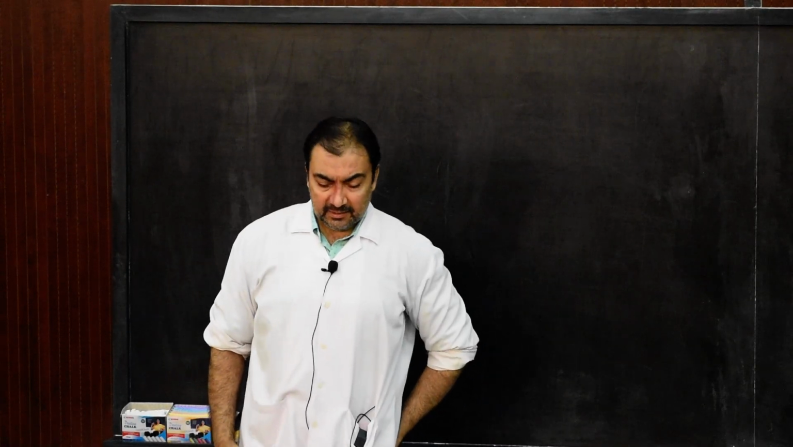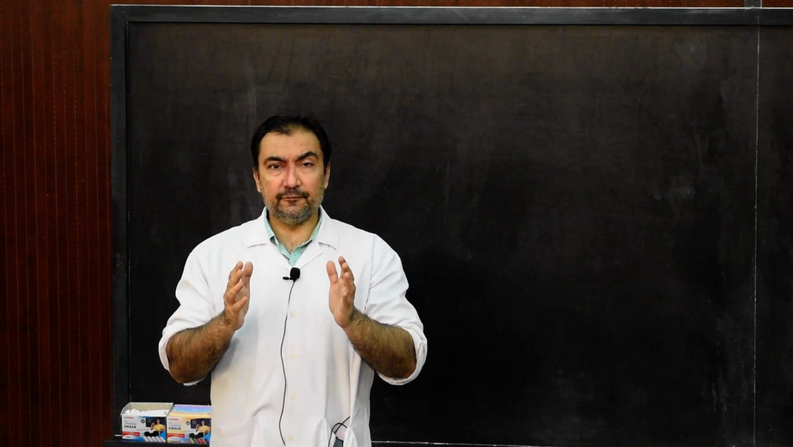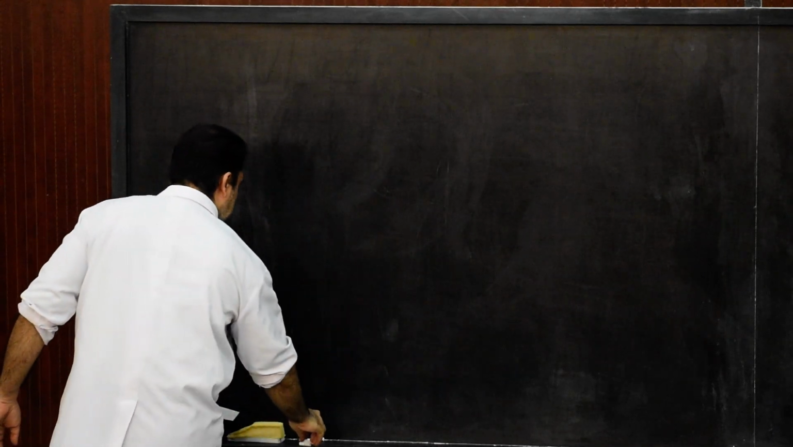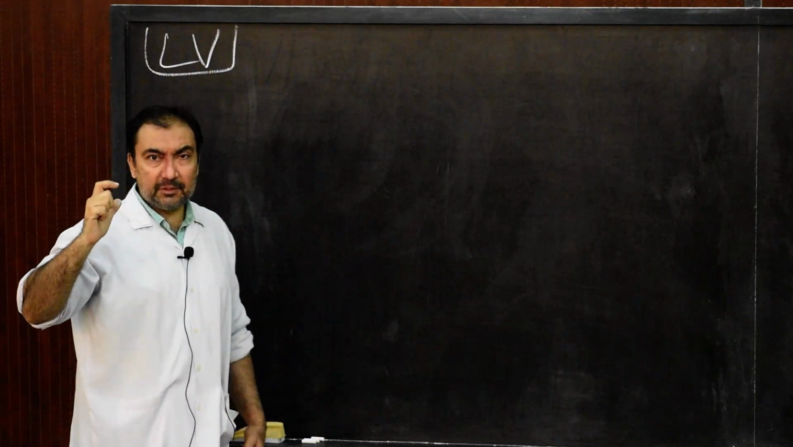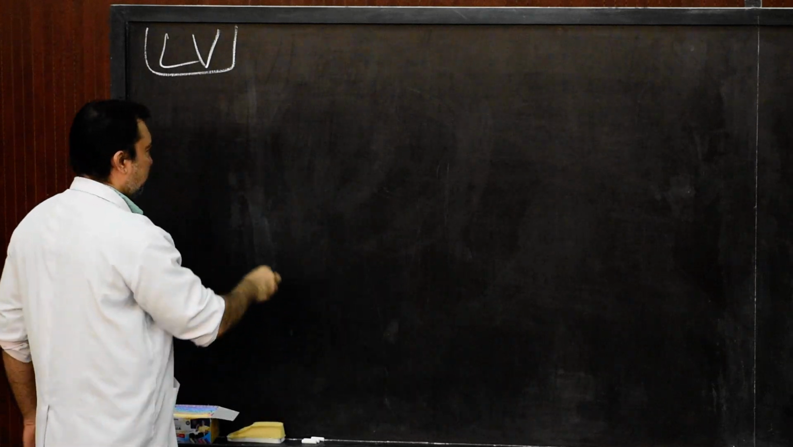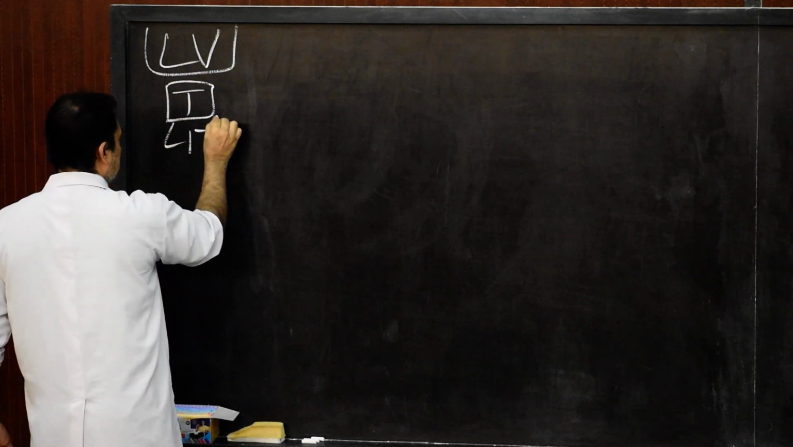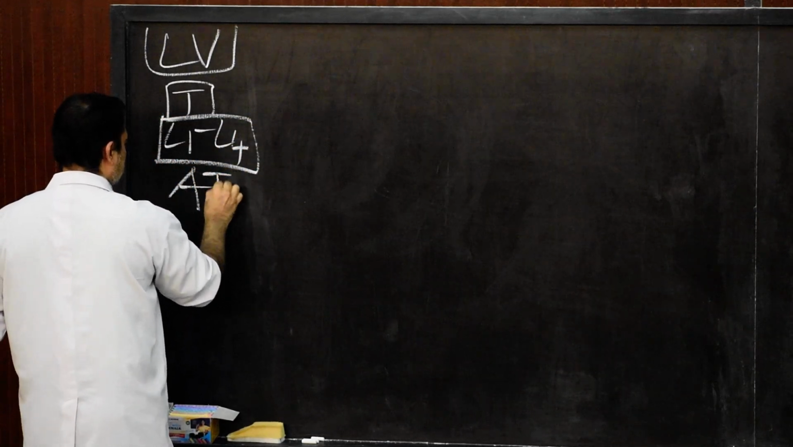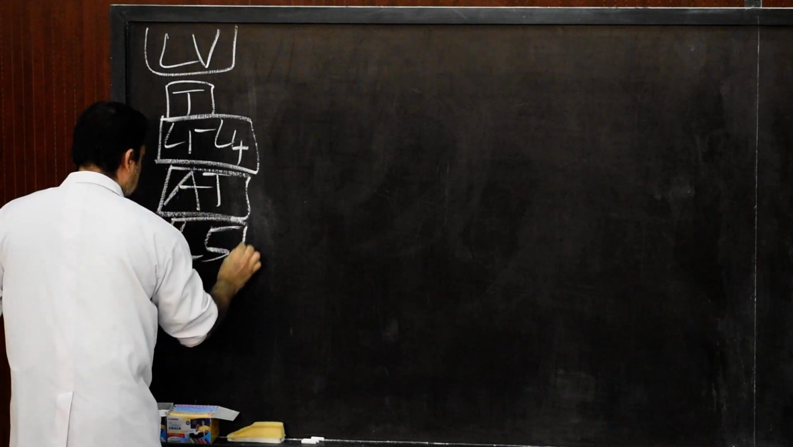Good morning, students. Here we are going to study the gross anatomy, the anatomical features of the lumbar vertebrae. In the anatomical features of the lumbar vertebrae, the first to fourth lumbar vertebrae are typical lumbar vertebrae. So typical lumbar vertebrae are L1 to L4, and the atypical lumbar vertebra will be L5.